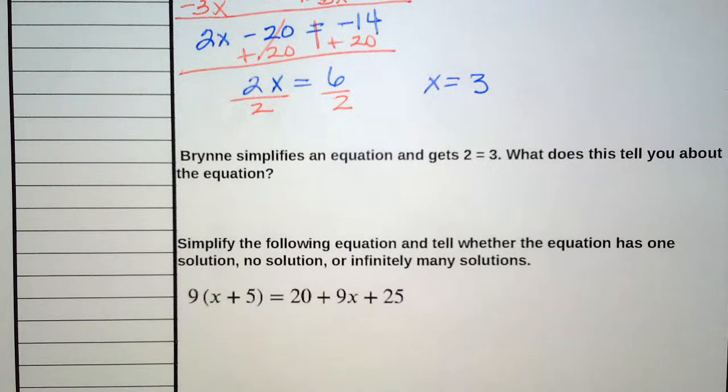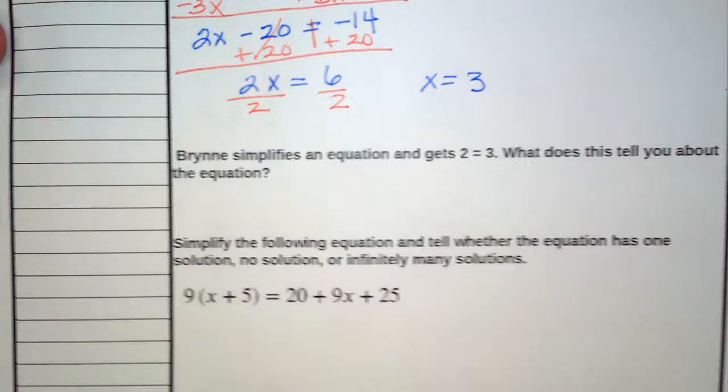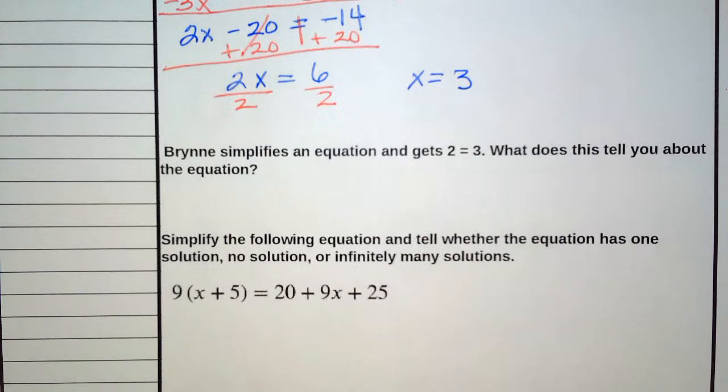Okay, Bree simplifies an equation and gets 2 is equal to 3. What does that tell you about the equation? What does it tell you? It tells you there are no solutions to this equation.